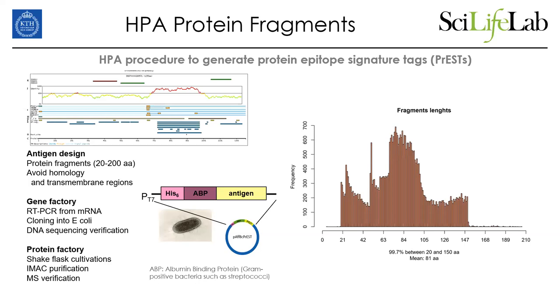They're also connected to a tag that has a 6-histidine and an albumin-binding protein. And this albumin-binding protein comes from streptococci, gram-positive bacteria, such as streptococci. And as you can see there to the right, the length of these fragments is in mean 81 amino acids, but most of them are between 20 and about 150, I guess, there.